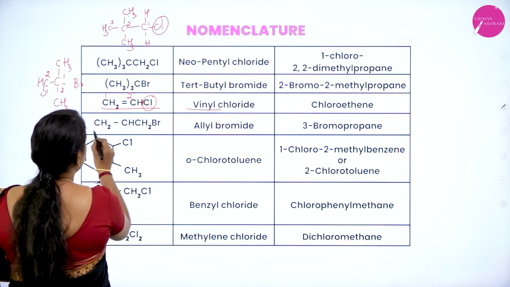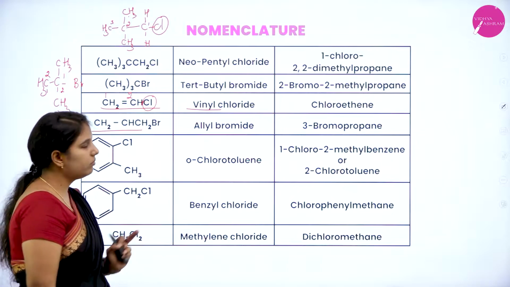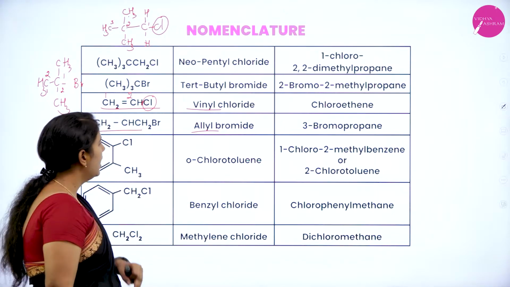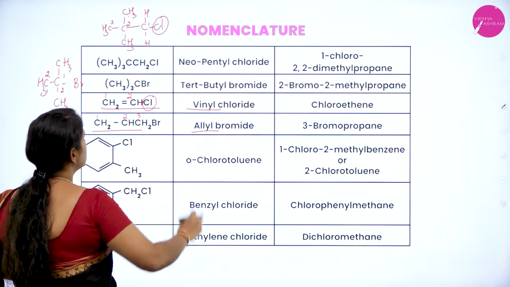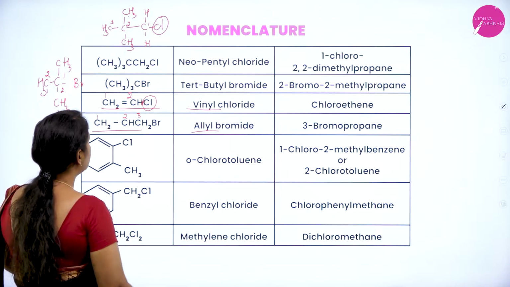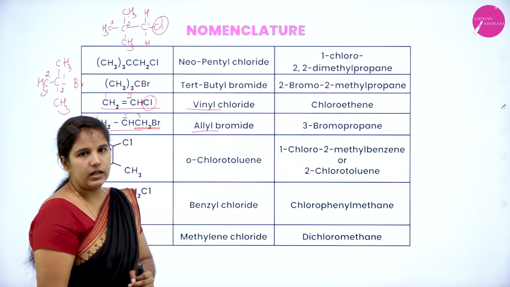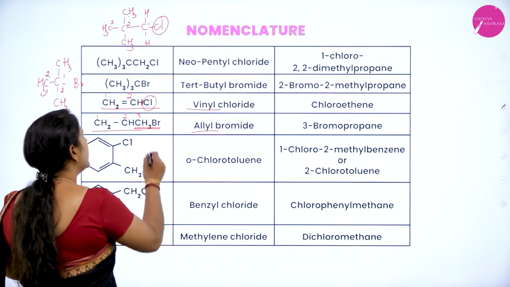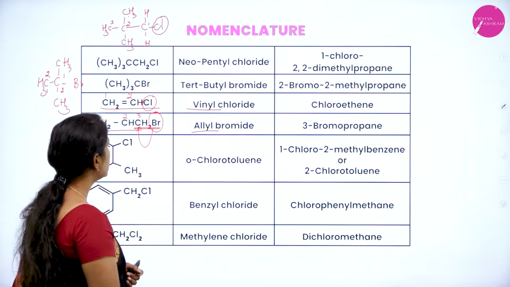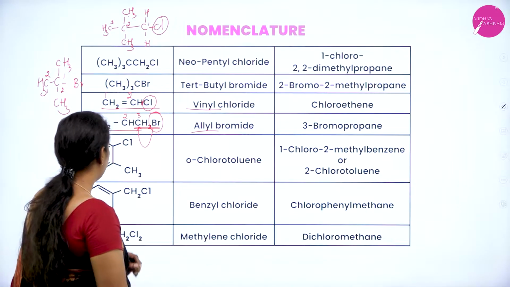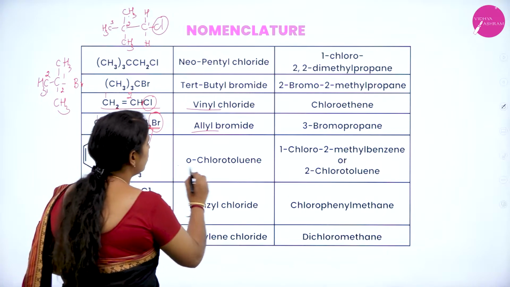Next, coming to the second example, CH2CH CH2Br, and the common name will be allyl bromide, and you can see that it is 1, 2 and 3. It is 3-bromopropene. Why is it bromopropene? Again, here to the third carbon atom, we have a substituent group known as bromine, and it has been attached to the third carbon atom. Hence, we have to use a prefix called 3-bromopropene.